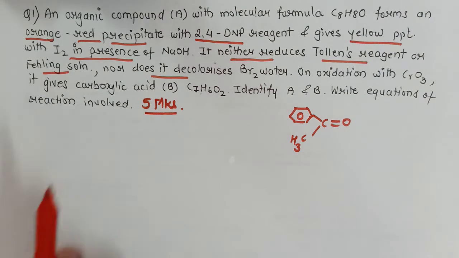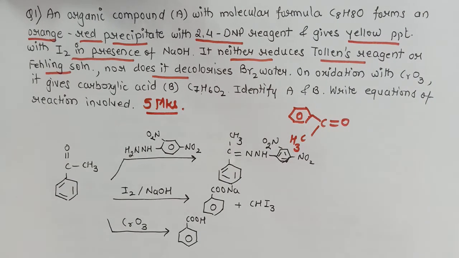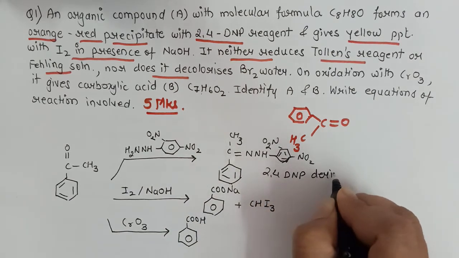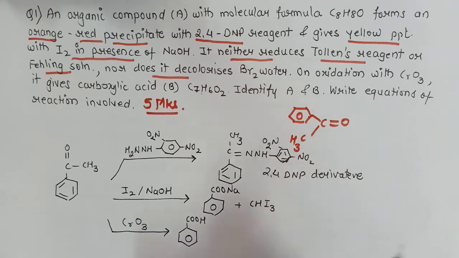Now we'll write the reactions involved. These are the various reactions of acetophenone. The first one, with 2,4-DNP, gives a 2,4-DNP derivative, which is an orange yellow PPT. Second is the iodoform reaction. It will give the sodium salt of the acid as well as a yellow PPT of iodoform. And thirdly, when it is oxidized using an oxidizing agent like chromium CrO3, we get benzoic acid. So we have solved our answer.